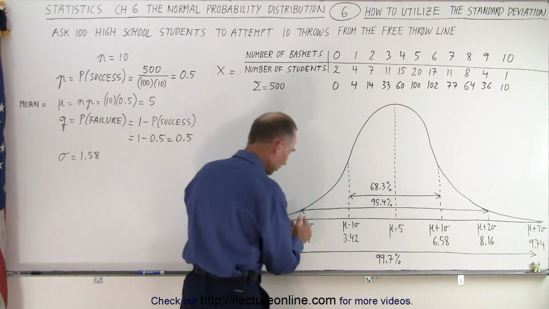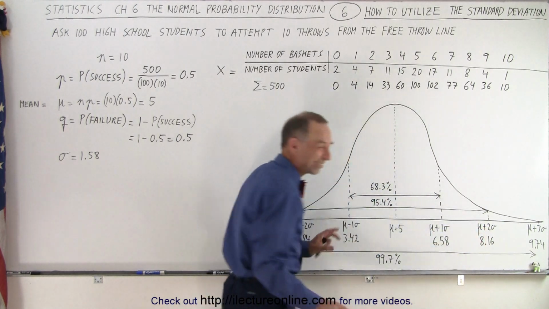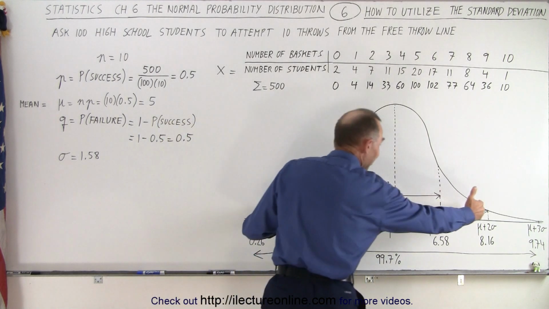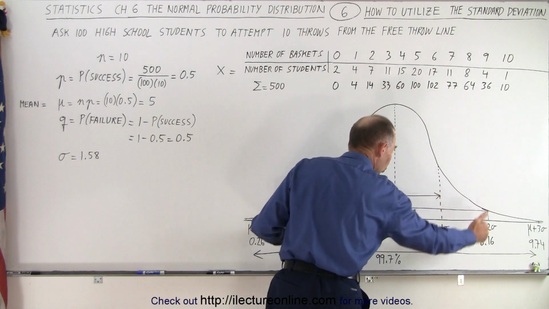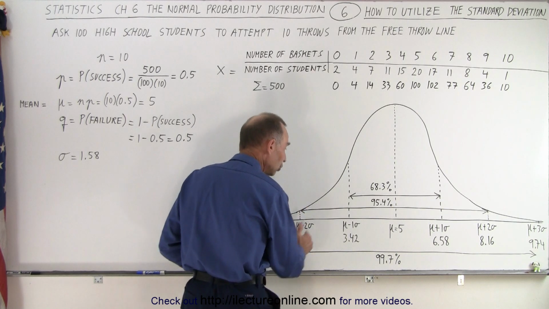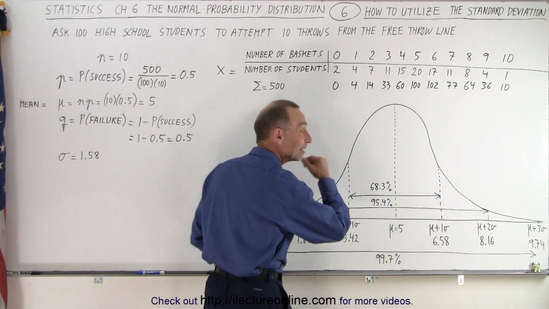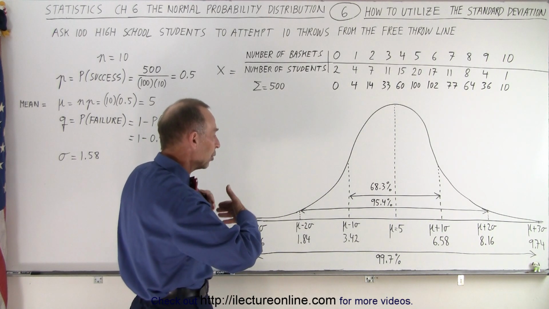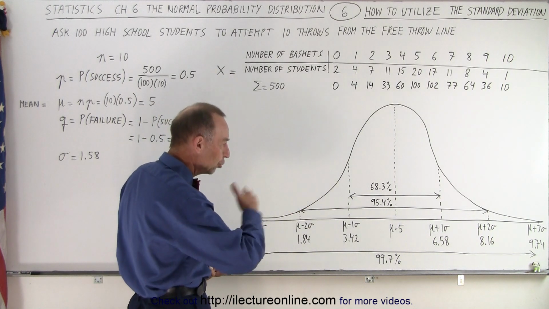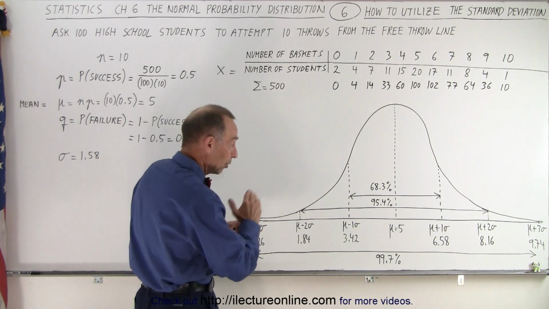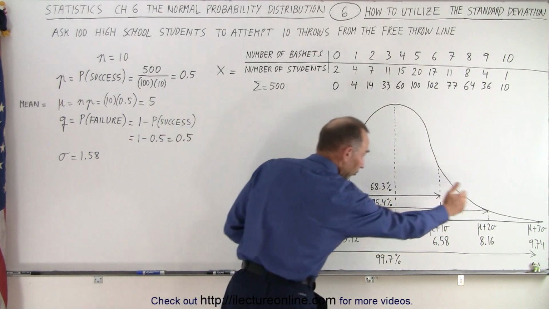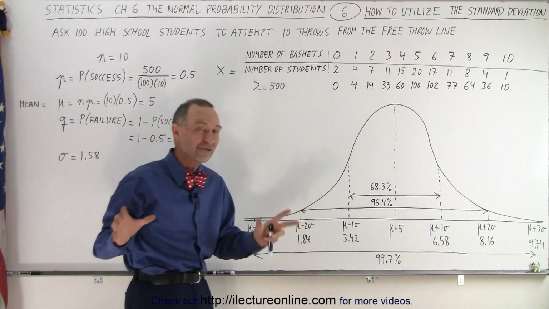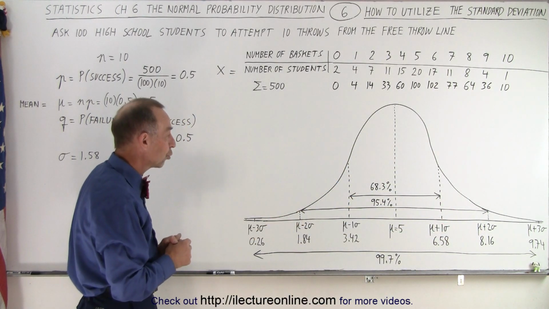Now we have numbers from 1.84 to 8.16, essentially from 2 to 8. And so you can then say that about 95.4% of all the students will score anywhere from 2 to 8 baskets. 95%, that is the number we can then rely on, that says that the results will be plus or minus 2 sigma, that's how we say it. It'll be the mean plus 2 sigma and the mean minus 2 sigma. That is the range that we expect 95% of the students to score in.